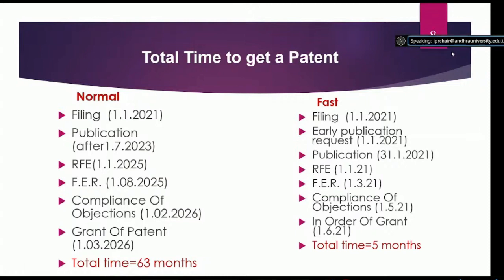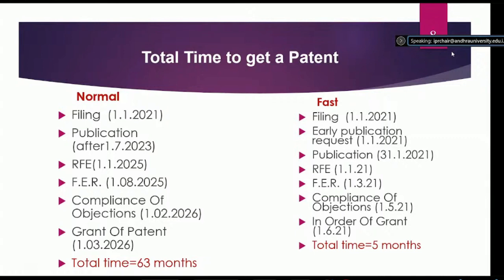Then request for examination, there is a window of 48 months. That means 4 years. So we call it just 48 months. That's the patent term. So in the regular route, you file your request for examination within 1st January 2025. That is 4 years. In the faster route, you file the request for examination on the same date of your date of filing. So that is again on 1st January 2021.